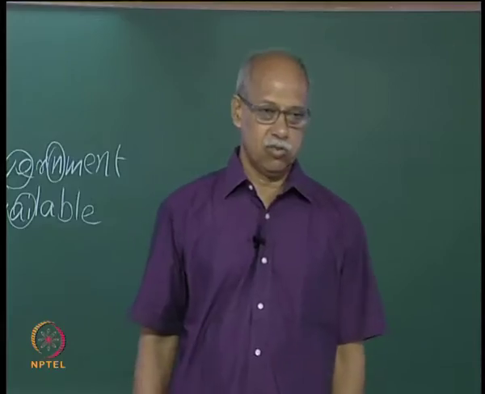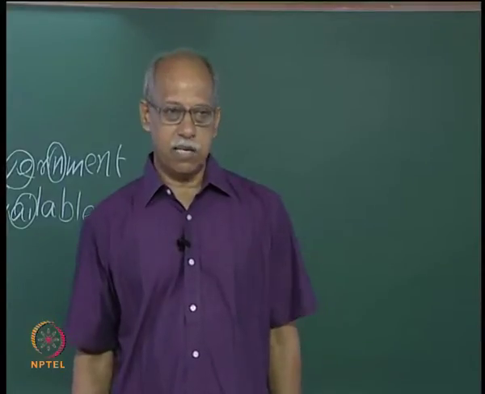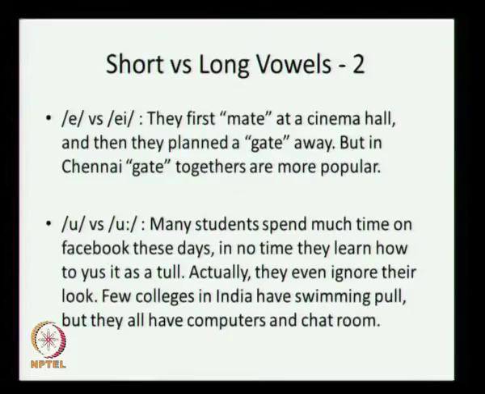Animals mate in the jungle, before they produce children. They do not have boring things like marriage. And then, they first met at a cinema hall. Okay, next, complete the sentence, please.